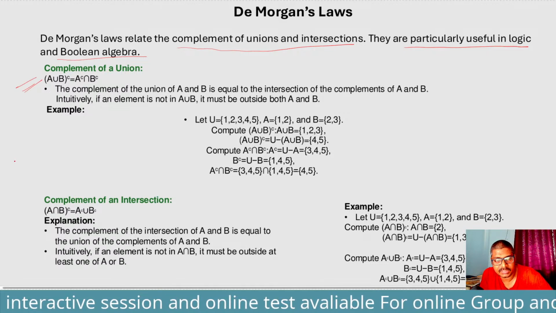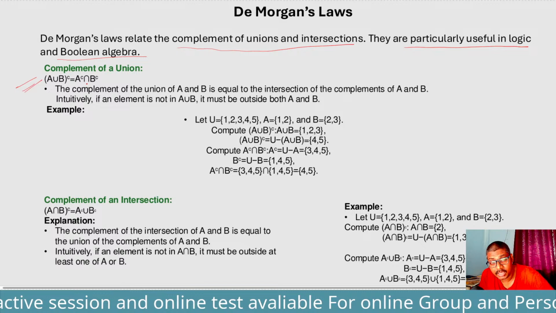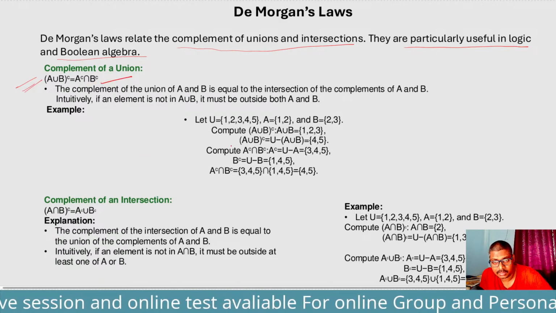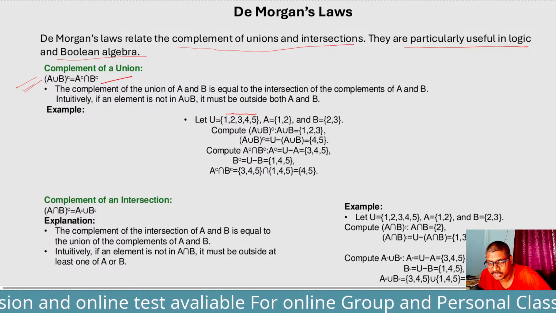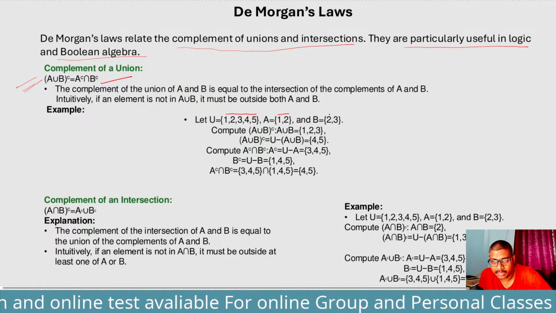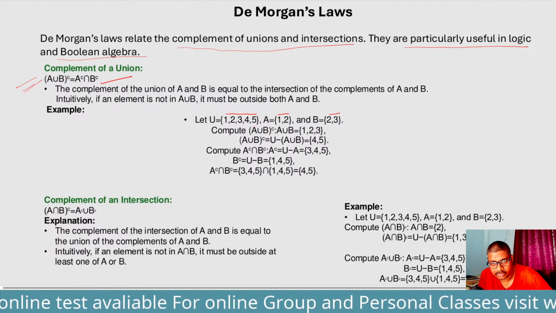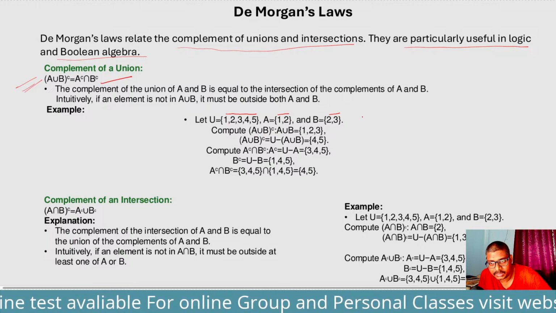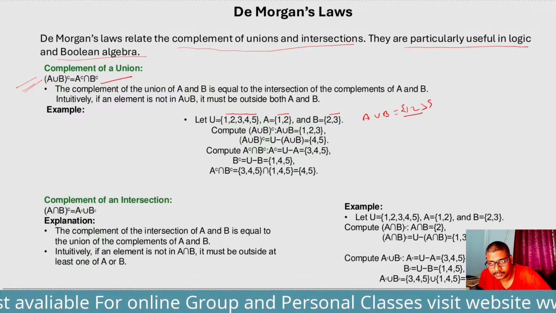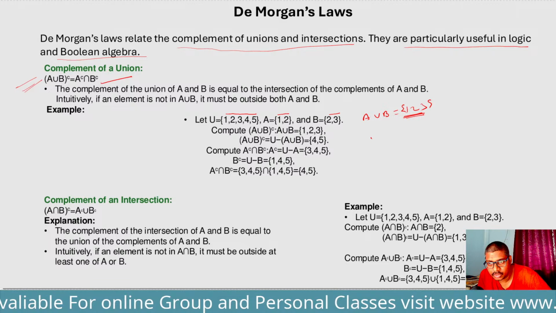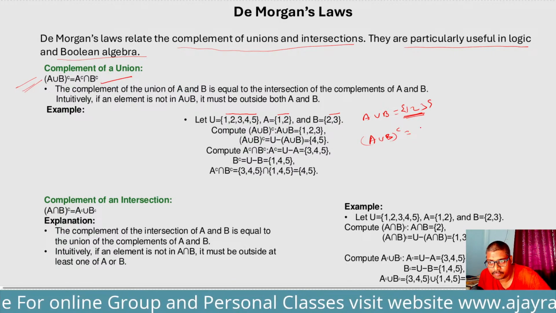So what is the complement? The law says first, for union: (A union B) complement is equal to A complement intersection B complement. So if we have a universal set of 1 2 3 4 5, and A is 1 2 and B is 2 3, we compute A union B, which is 1 2 3. Except this is going to be (A union B) complement. So what is left except this? 4 5.